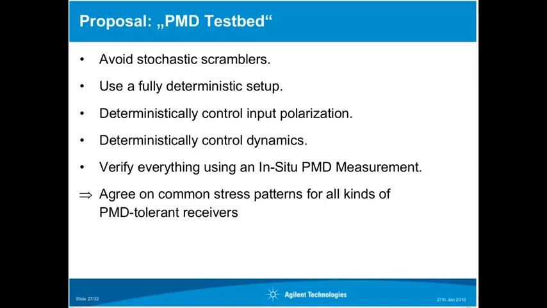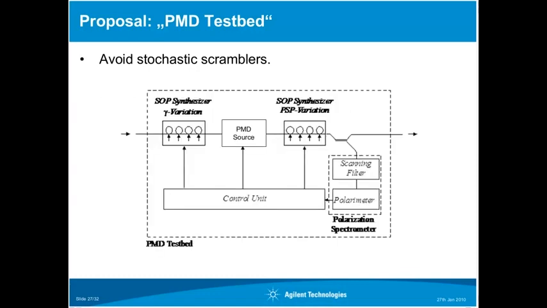And so what we want is to get rid of all the random behavior of the system. We want to propose a fully deterministic system which allows you to deterministically control the input polarization and also deterministically control the dynamics. And you can use our in-situ PMD measurement to verify what you are doing. And that's actually how we think you should test the PMD tolerance of your system.